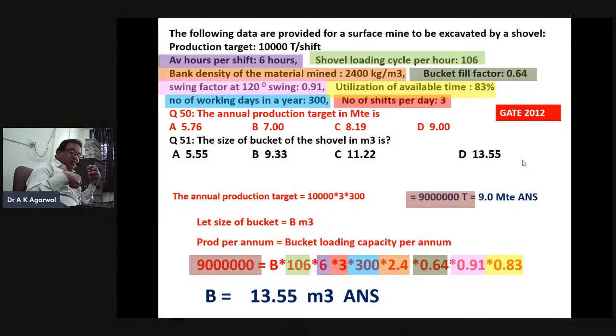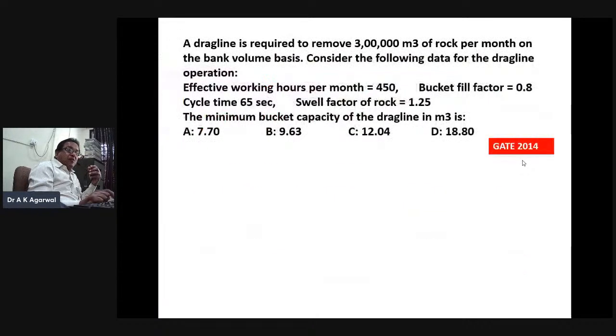Okay, so this was another type of question. Now let us move towards another question, which was asked in 2014. A dragline is required to remove 3 lakh meter cube of rock per month on the bank volume basis.